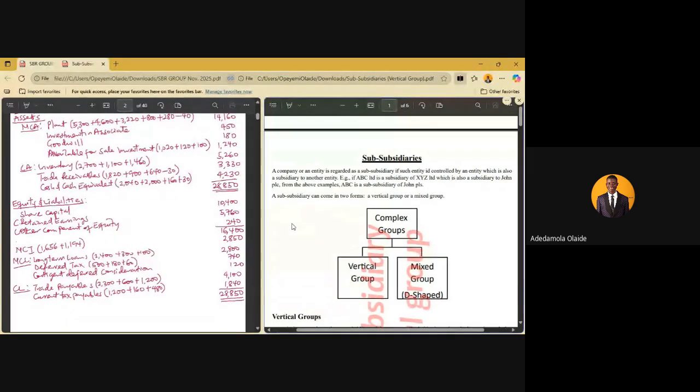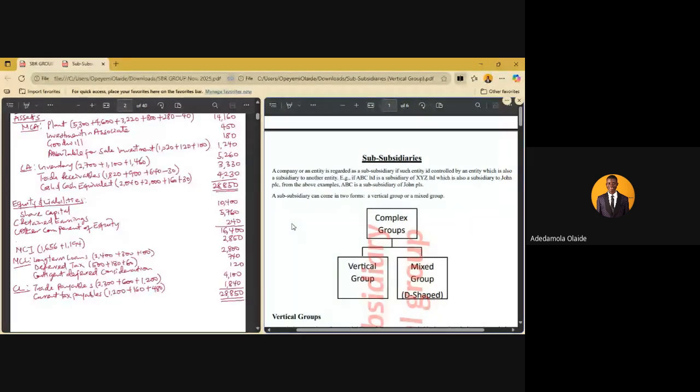So tonight we'll be looking at sub-subsidiary. Sub-subsidiary is a case whereby a subsidiary has another subsidiary. Maybe where company A acquires company B. However, company B also acquires company C. Then company C becomes a sub-subsidiary to company A.